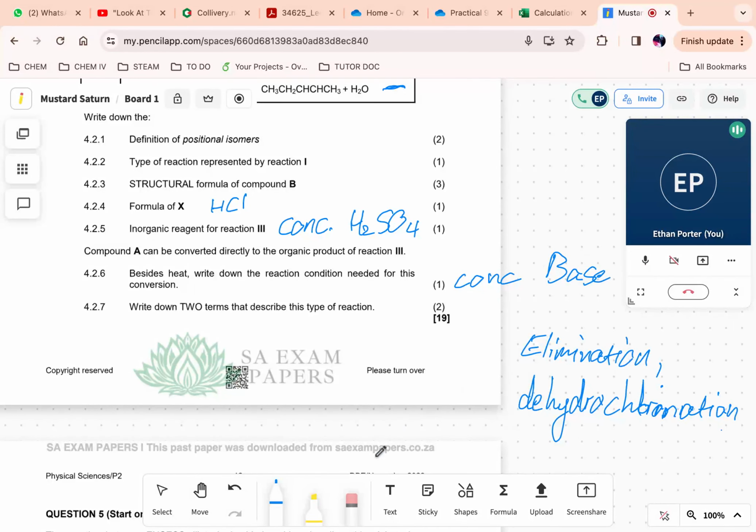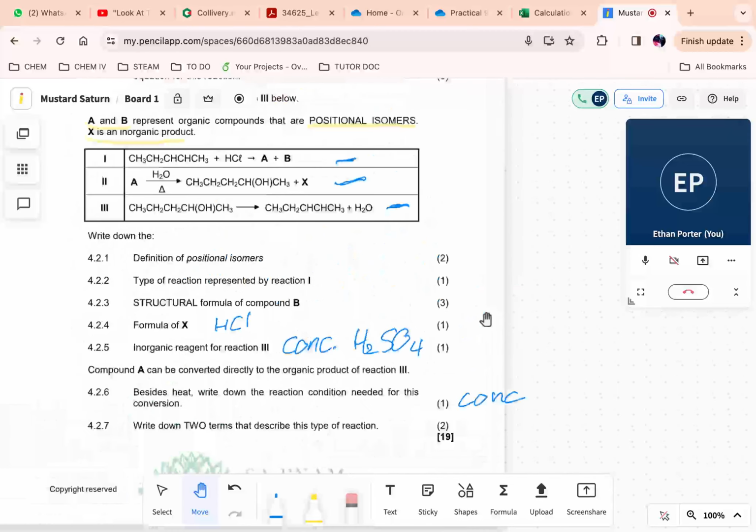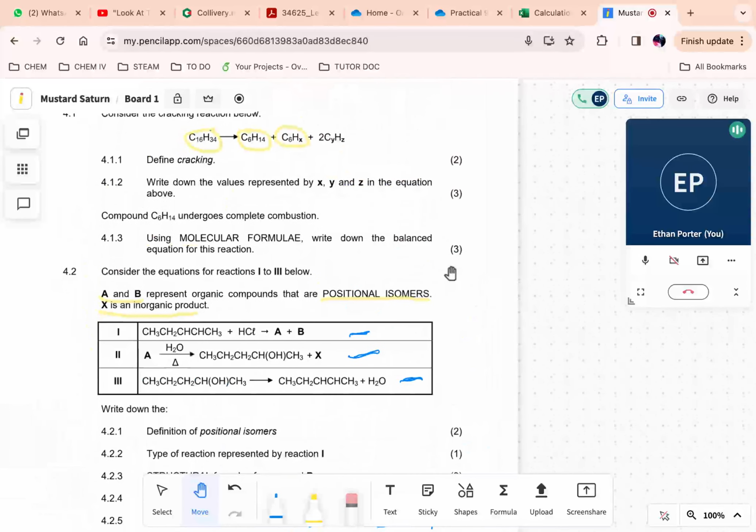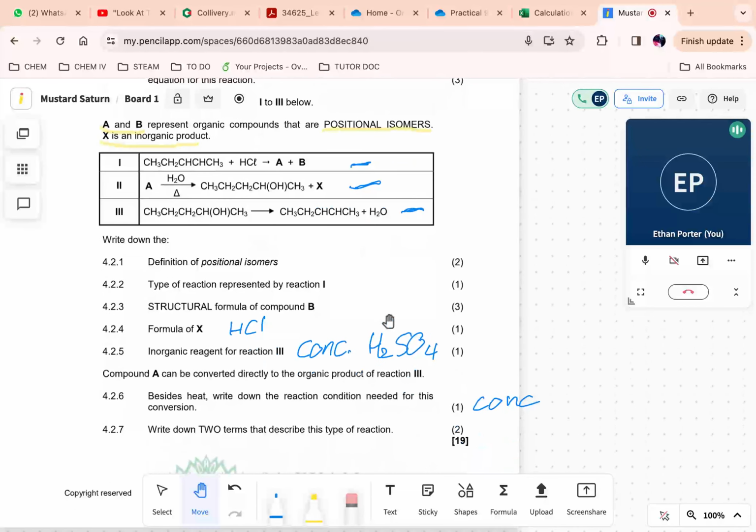So this question is just about testing how familiar you are with the different types of reactions and some of the reagents. It's a question that tests your memorization. There's very few tricks here. You just have to know these equations, these reactions, and be able to recognize the different reactions. This is a type of question that purely relies on memorization. And that concludes question 4.